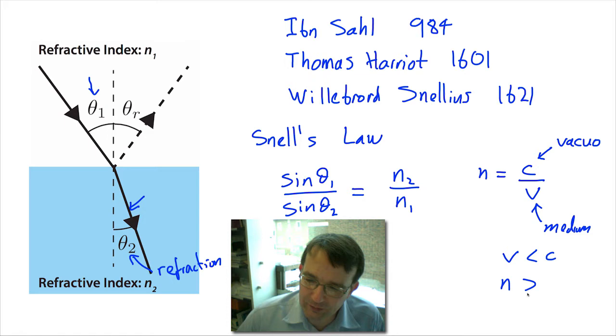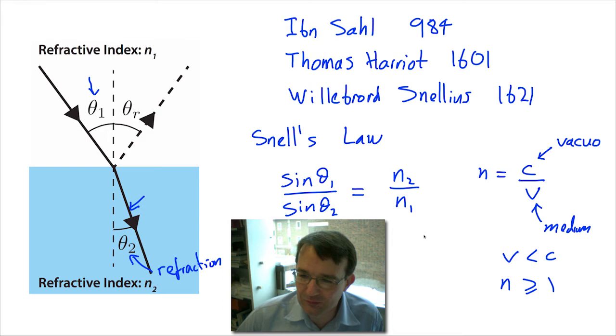So for air, light travels at very close to the speed that it does in vacuum, and so the refractive index is roughly 1 for air. For glass, the speed of light is slower than it is in a vacuum, and so we end up with a refractive index of about 1.5 for glass. But unless you have a very unusual material, the refractive index will always be greater than 1.